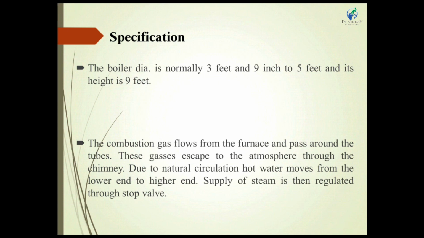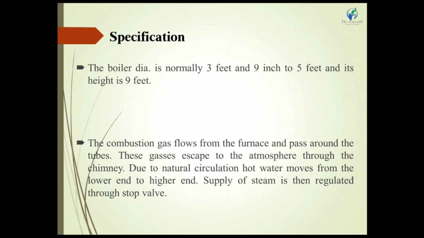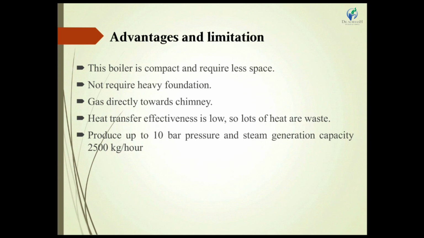Due to natural circulation, hot water moves from the lower end to the higher end, and the supply of steam is then regulated through the stop valve. This is the shortest summary of the whole working of the boiler. Another point is that this boiler gives a low pressure of up to 5 bar. Steam generation capacity is low, nearly 2500 kg per hour. It is a very low steam generation capacity.